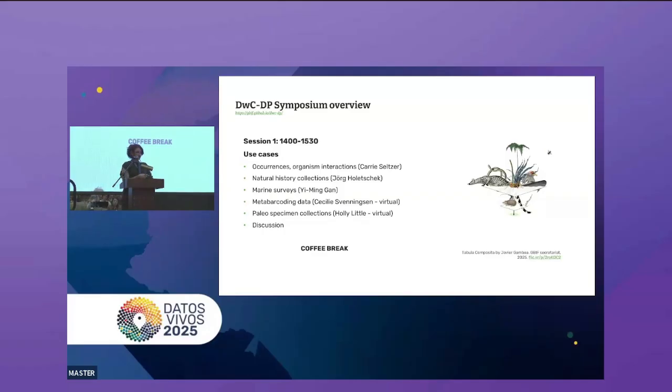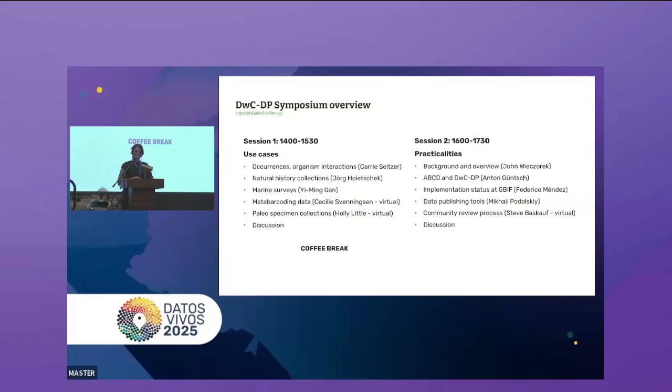In the first presentation, then we'll provide a solid overview of how the data package came about, drawing on the use cases presented here in the first session. Subsequent presentations will provide an explanation of the relationship between ABCD and the data package, current implementation status of the data package at GBIF, and insight into the data package publishing tools that are currently in development or being considered for development. And then finally, you'll learn more about how you can get involved in the current public review process before we close out the symposium with a Q&A session.